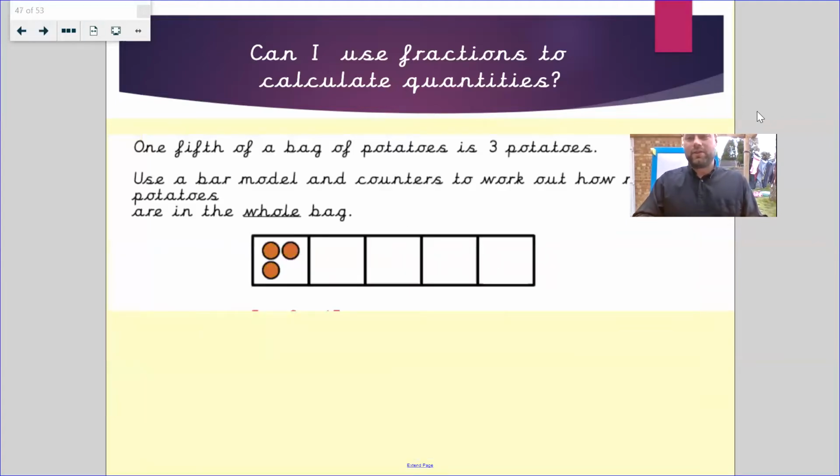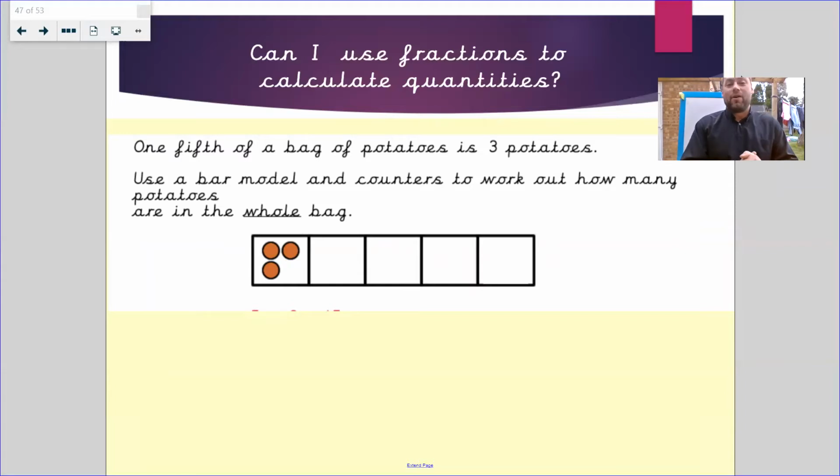Now, here is a question that we're going to work through together. 1/5 of a bag of potatoes is 3 potatoes. We're going to use a bar model and counters to work out how many potatoes are in the whole bag. So if we know that 1/5 of a bag of potatoes is 3 potatoes, we know that all the other fifths have to have 3 because we're taking a whole amount, we divided it into 5 equal parts. So we know that we've got 3 potatoes there, 3 potatoes here, 3 potatoes here, and 3 potatoes here. You count all of that up and your answer should be 15.